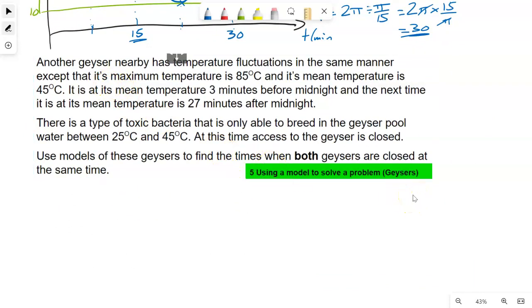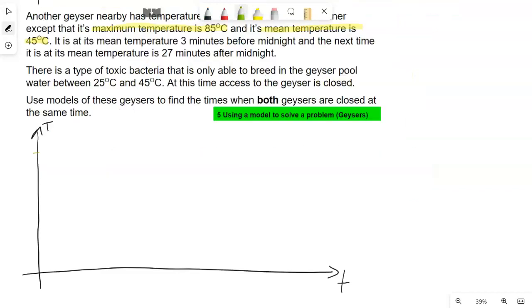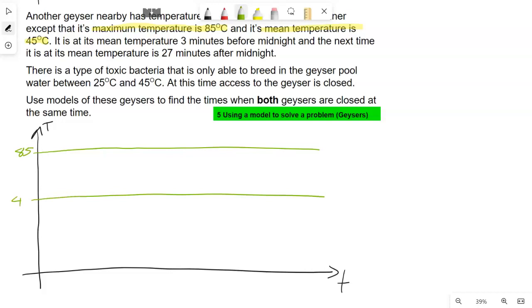So thinking about that, we have another geyser nearby, with temperature fluctuations in the same way, except that its maximum temperature is 85 and its mean temperature, so that's the middle, isn't it, is 45, right? So we'll start off by drawing that up. We'll do the same thing we did before. We're just doing this on a separate one because when you start putting them together, it gets confusing. So the maximum is 85, and the mean, so that's the middle, is 45.